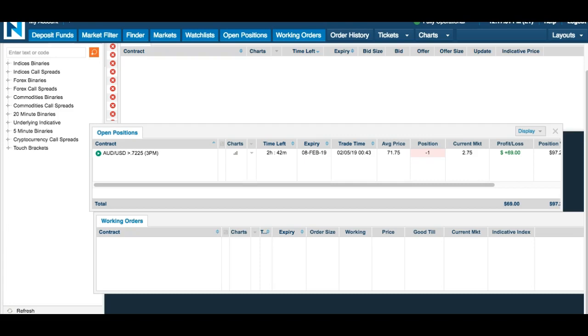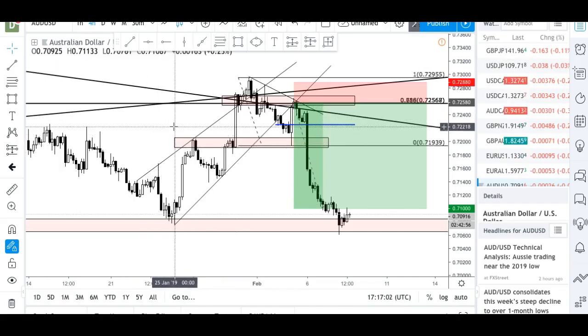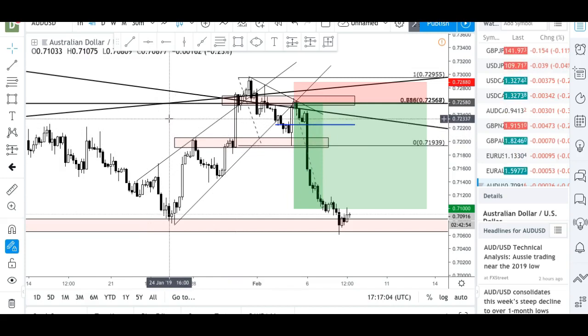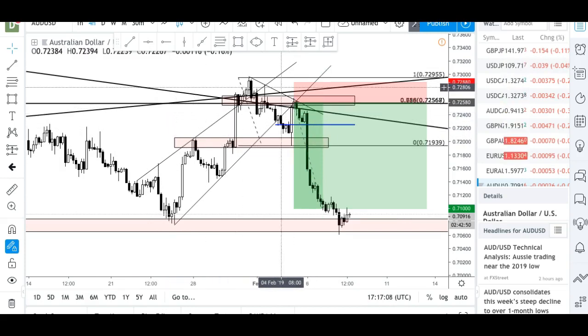Okay, this was all based off of daily and 4-hour analysis, so I wanted plenty of time to be correct. Okay, I wanted plenty of time for the market to wiggle its way in my favor. Okay. So that's the big takeaway message.